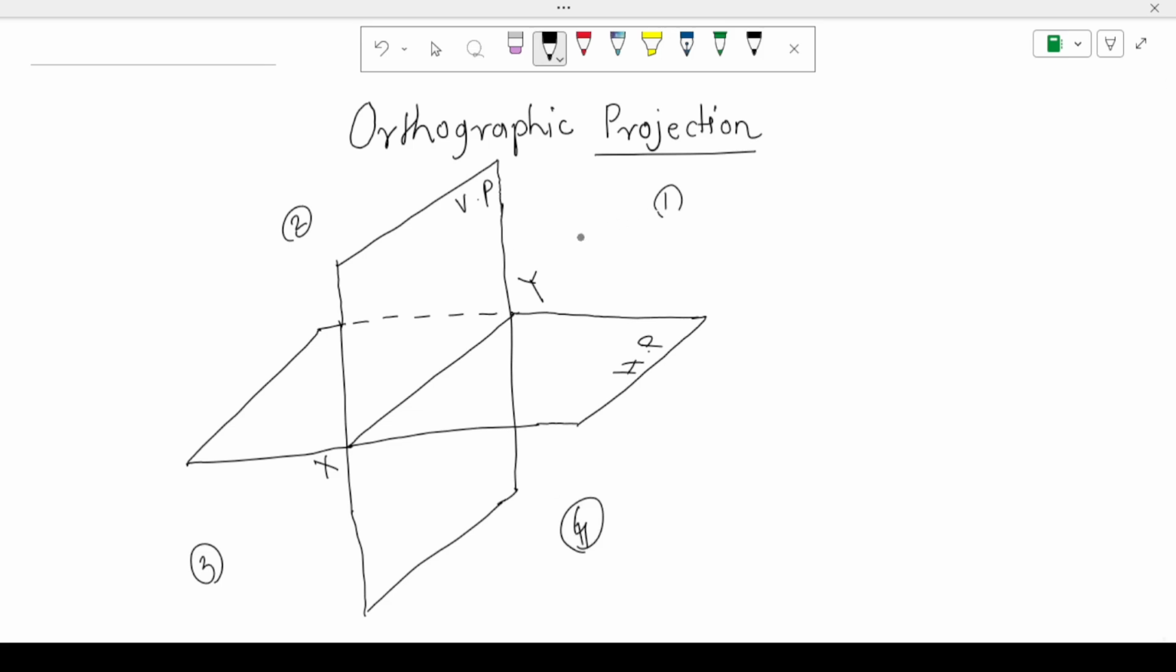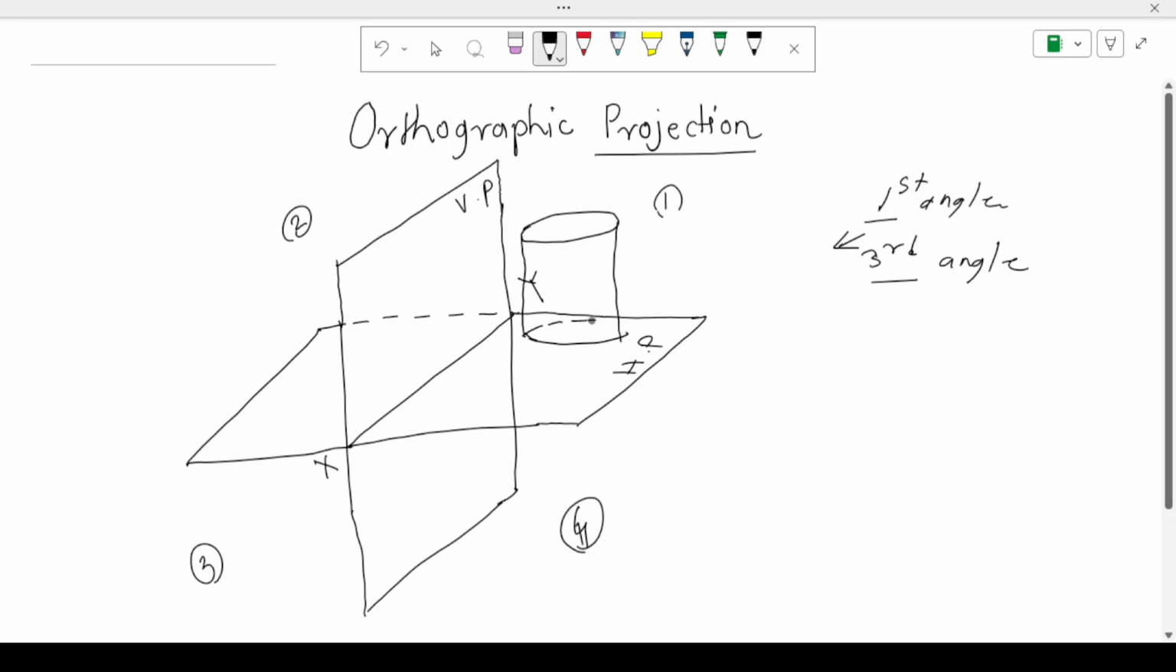Okay. So first, imagine that there is one three-dimensional object, and that is placed in the first quadrant. Okay. So here I draw one simple three-dimensional object, that is one cylinder. Okay. So this is a cylinder. And you have to imagine that it is placed in the first quadrant. In the first quadrant means what? The position of the object placed in the first quadrant is above HP and in front of VP.